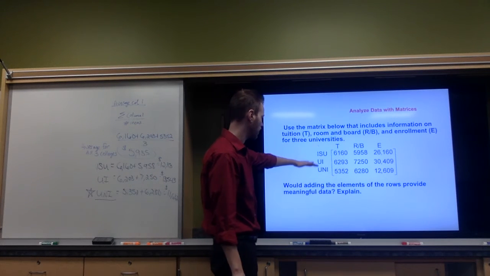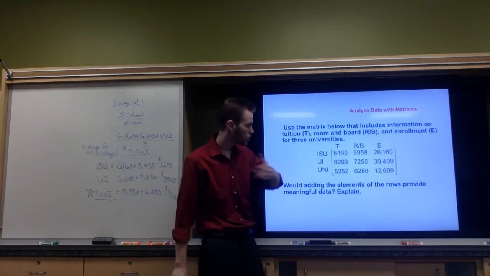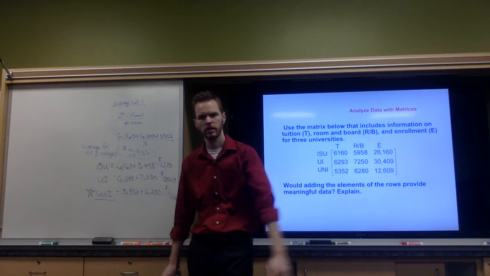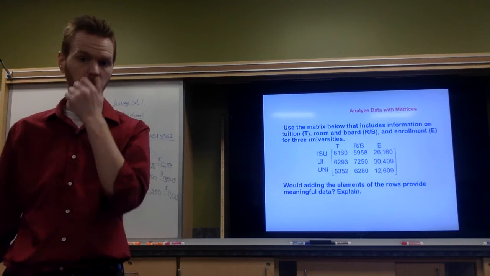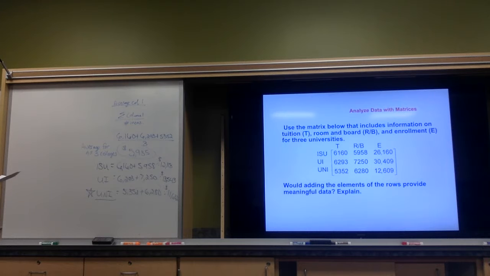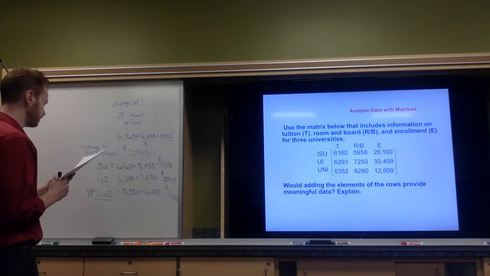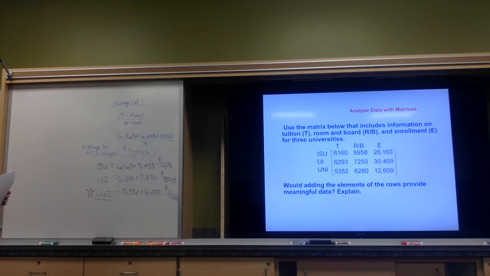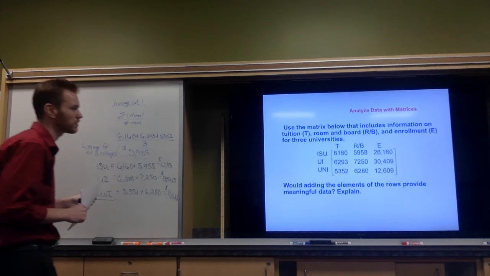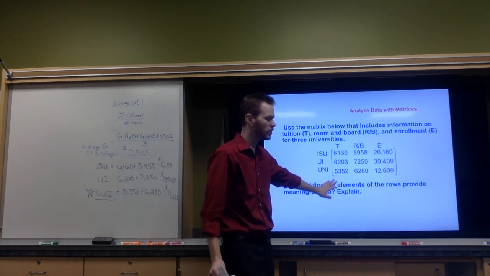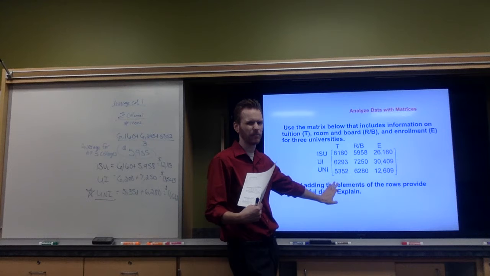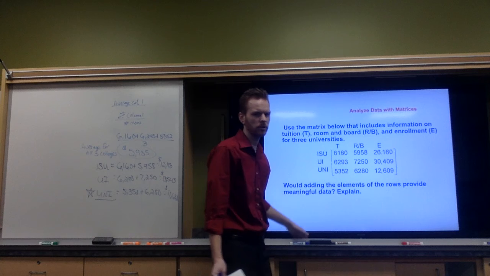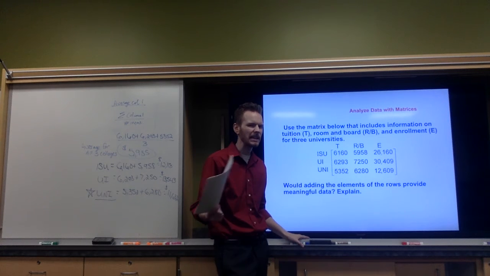Would adding the elements of the rows provide meaningful data? What that means is if I add this row to row 2 to row 3, if I add them all together, does that give me anything meaningful? The answer would be no, it really wouldn't. It's not giving us anything useful. If I add all 3 tuitions, I get the total cost from all 3, but that's not going to help my decision. That gives me all room and board, and this gives me the total enrollment for all 3 universities. So it's not really giving me anything additional.